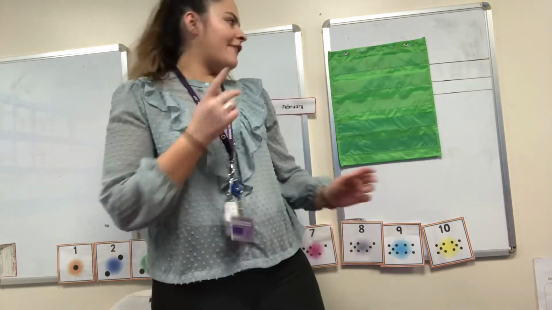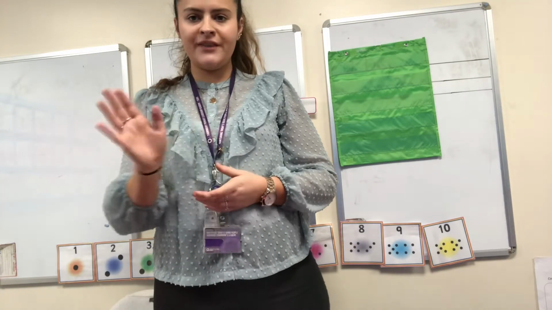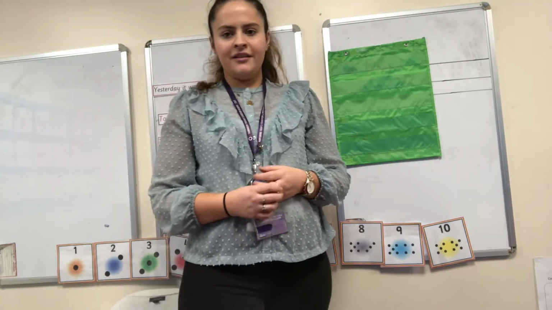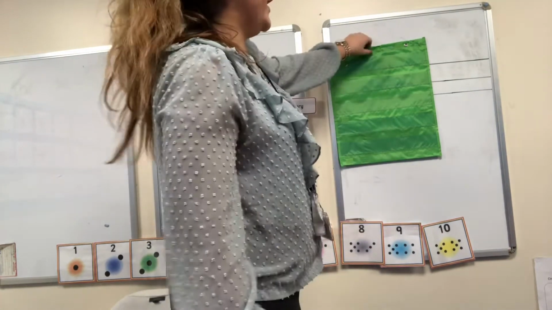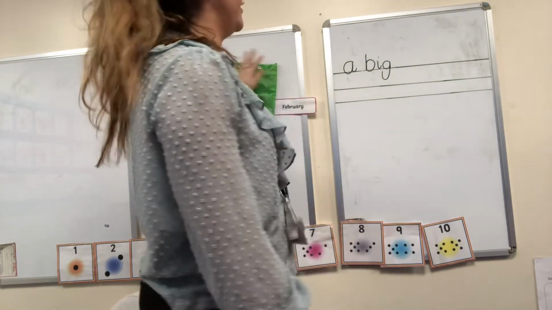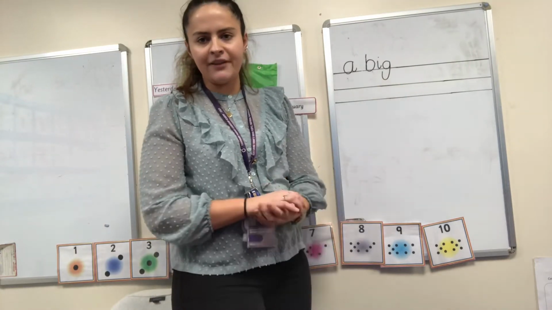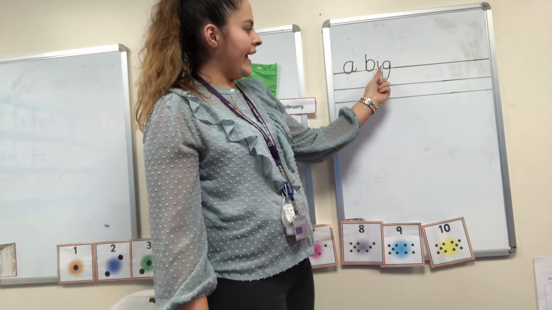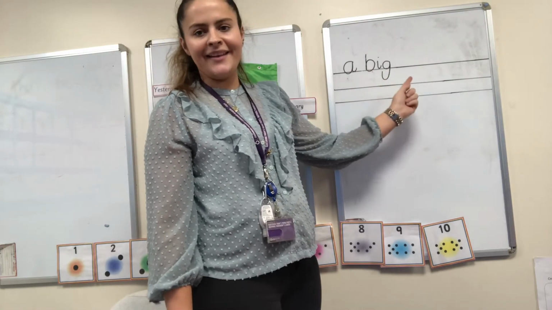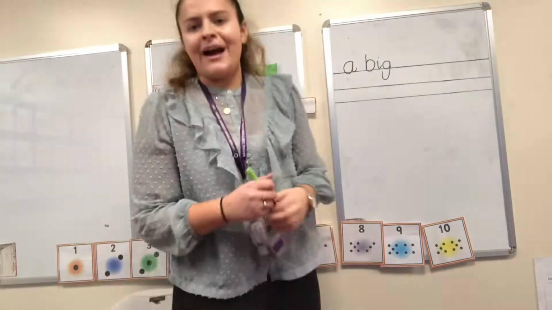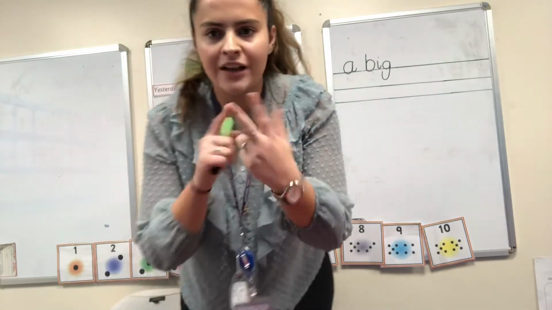Okay? Have a go at writing our word. A big. So you should have a big. Have a go. Pause the video if you need a little bit longer. Super. Right, let me take this away. A big. Check your spelling. Did you get it right? Super. Right, our last word, so our third word, so we had 3 words.